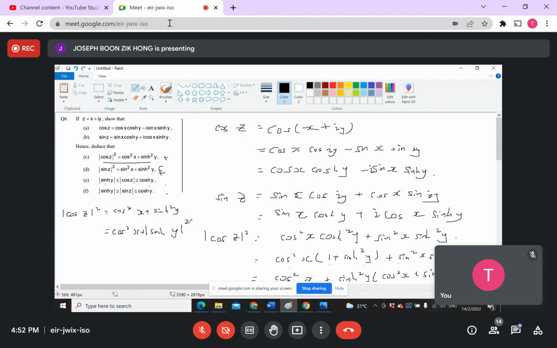Okay, and then cos square x is always greater than or equal to 0. Okay, so if you remove it, then this side will automatically be less. So that means you will have something like this.